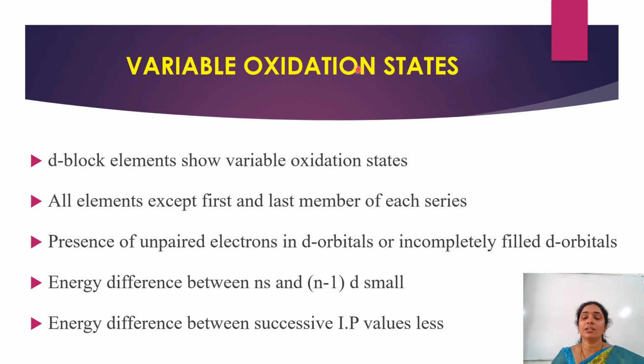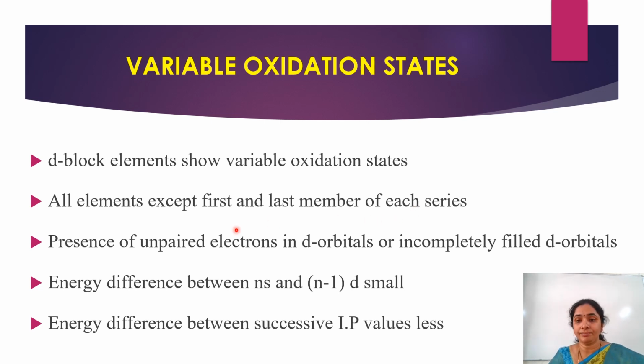In the periodic table, each block, S block and P block elements, shows one characteristic oxidation state, but our d block elements show variable oxidation states, meaning more than one oxidation state. Almost all the d block elements show variable oxidation states except the first and last member of each series. How many series do we have? 3 series: 3d, 4d, 5d.